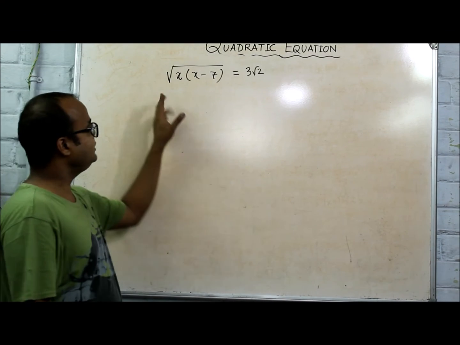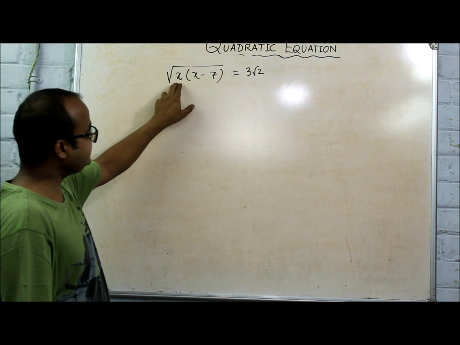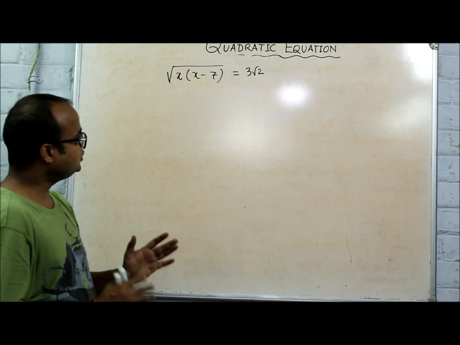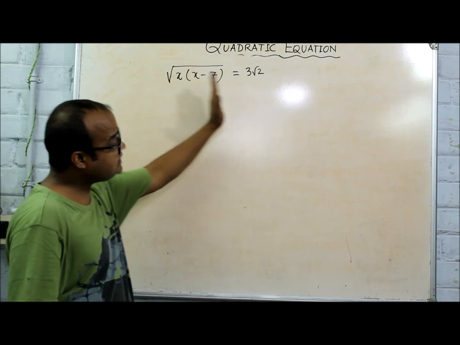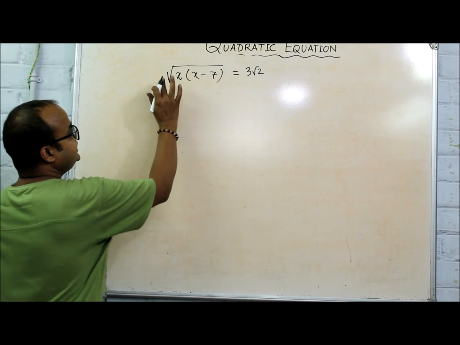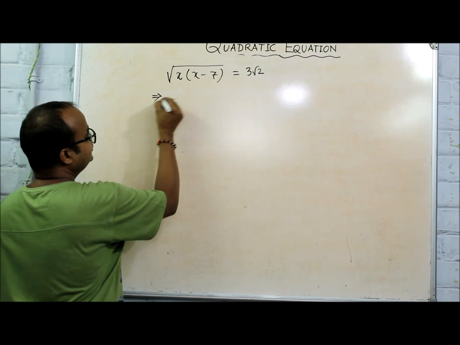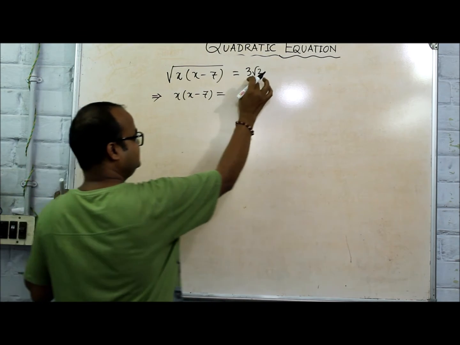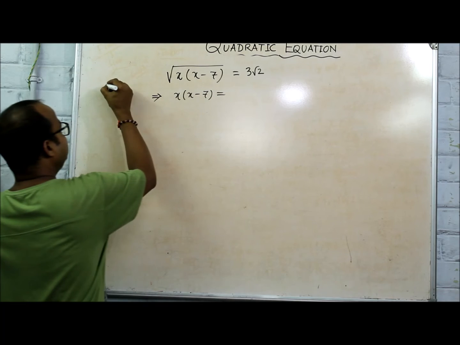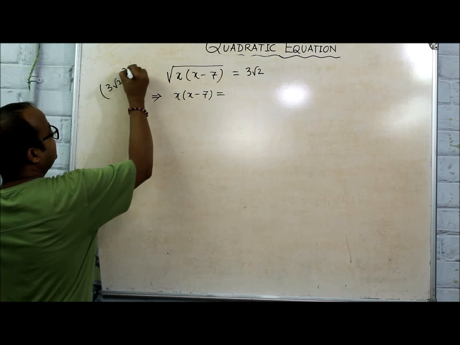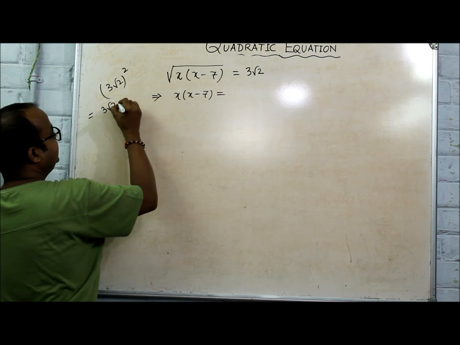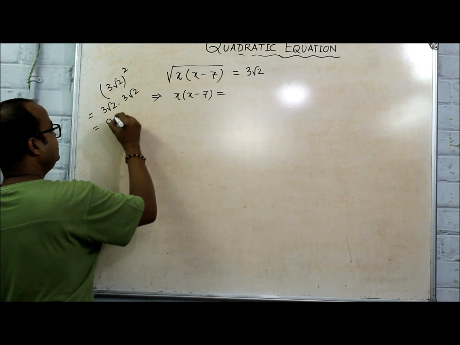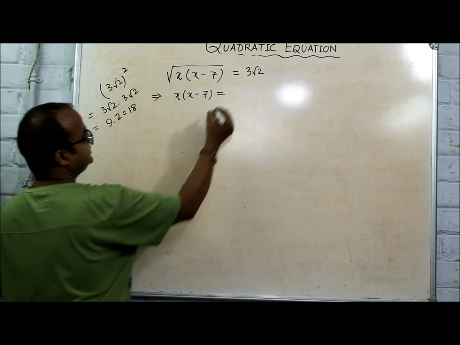Now let us solve another problem. Square root of x into (x minus 7) is equal to 3 root 2. So first we square both sides. If we square both sides, this square root will get cancelled. So we get x into (x minus 7) is equal to (3 root 2) square. (3 root 2) square is equal to 3 root 2 into 3 root 2. 3 3s are 9, root 2 into root 2, 2. 9 into 2, 18.